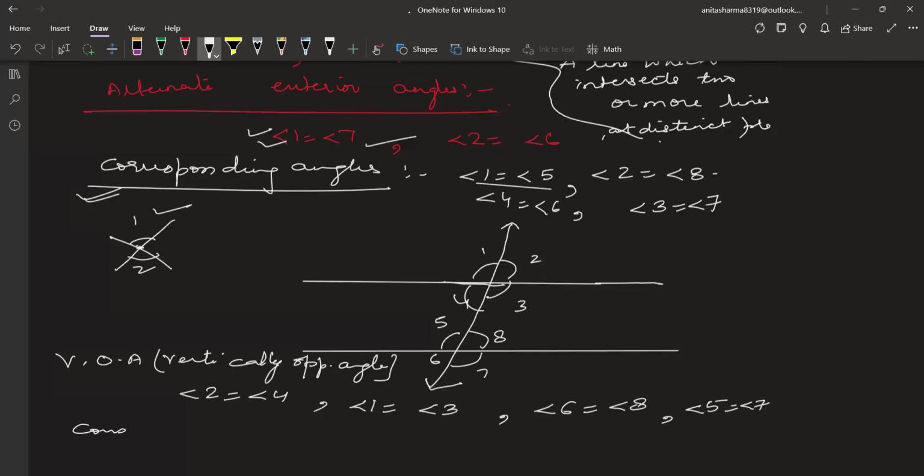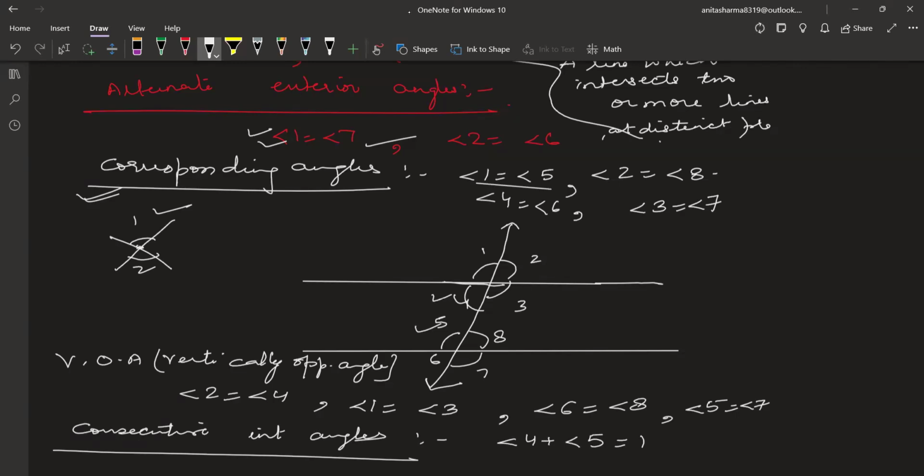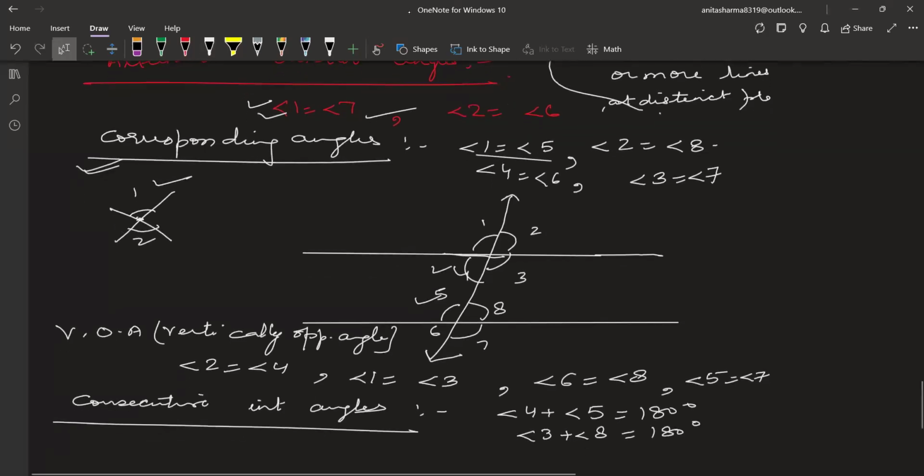And then consecutive interior angles. Here the word interior comes. So it means, see, angle 4 and angle 5, the angles formed on the same side of the transversal. It means angle 4 plus angle 5, their sum should be equal to 180. These are the consecutive interior angles. And angle 3 plus angle 8 sum should also be equal to 180. Clear, beta?